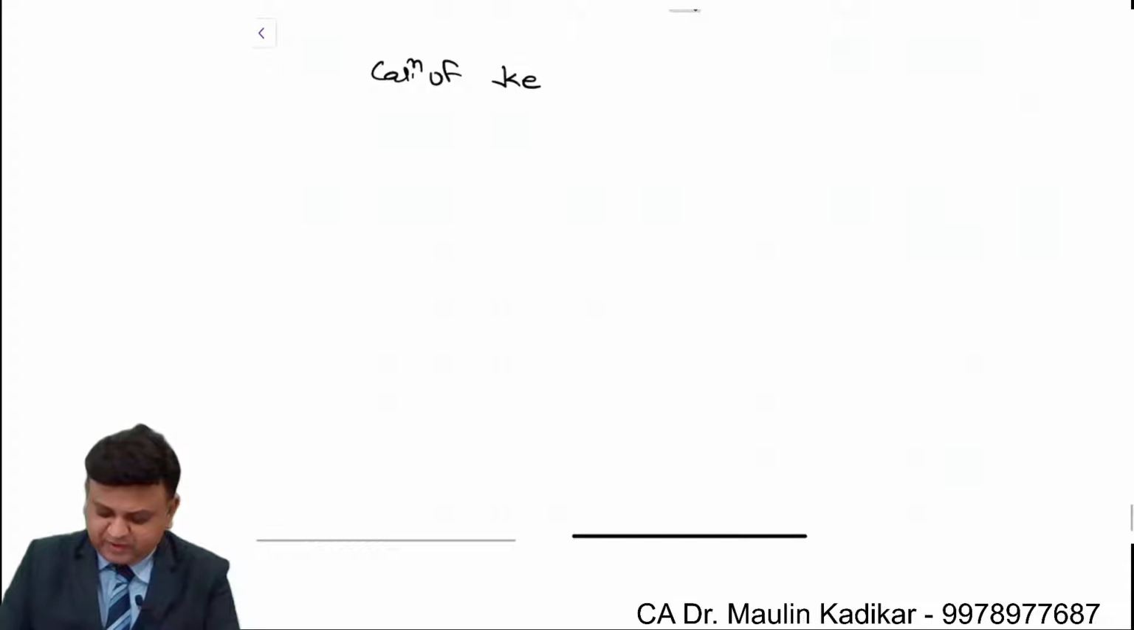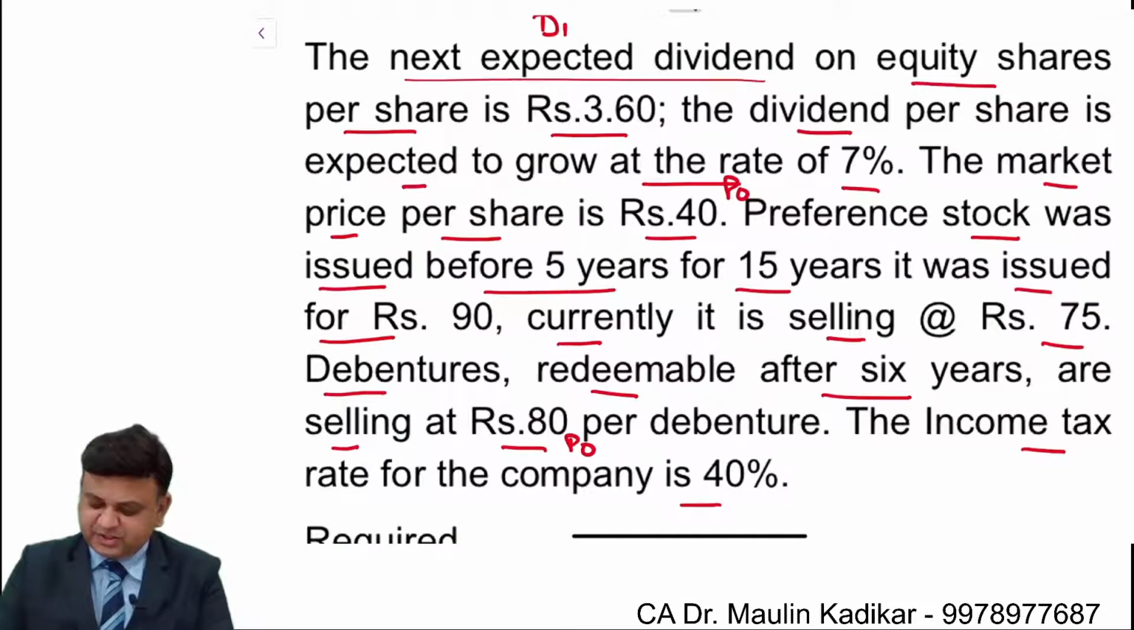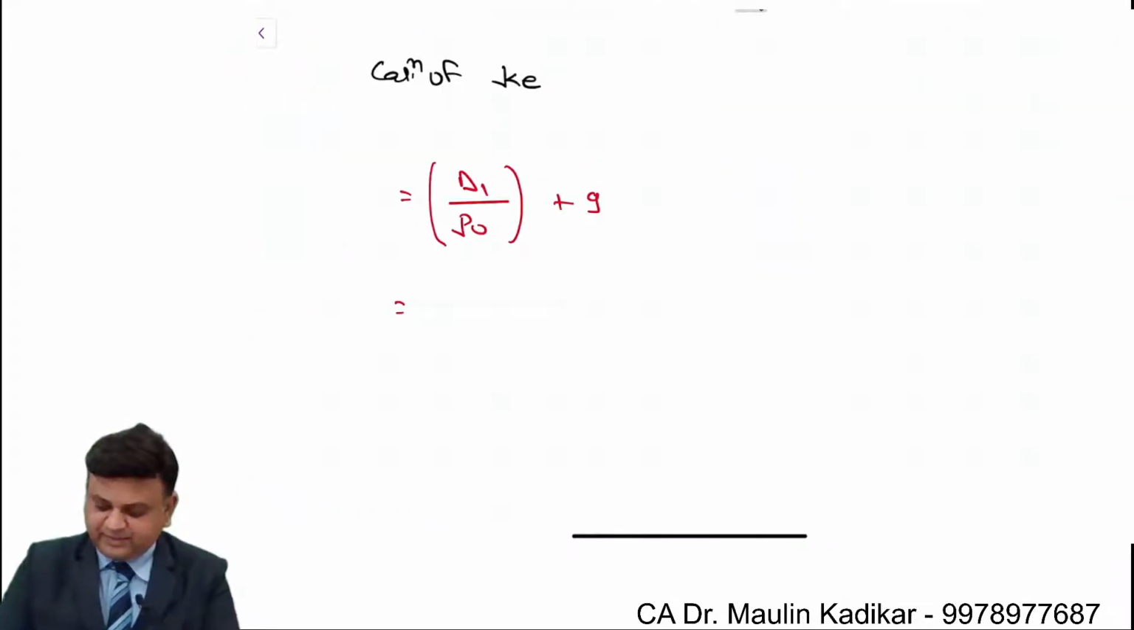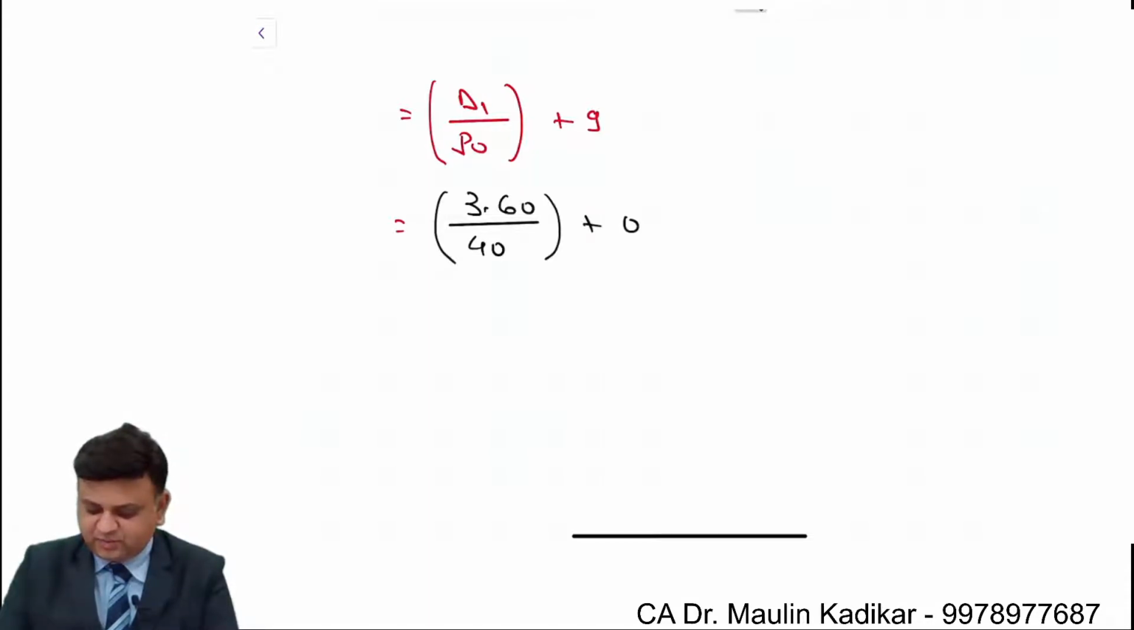So cost of equity will be found as D1 divided by P0 plus growth rate. That is the way the cost of equity can be found. The D1 information is given to us as 3 rupees 60 paise. Current market price is given as 40 rupees and growth rate is given 7%. So what will happen? 3 rupees 60 paise divided by 40 rupees plus growth rate 0.07.